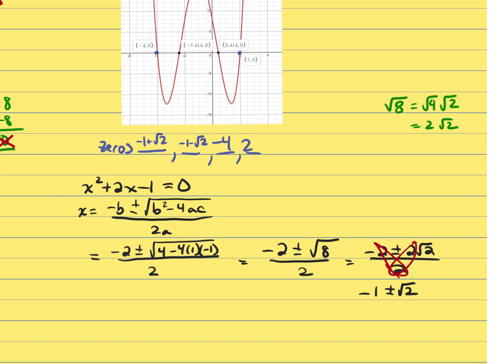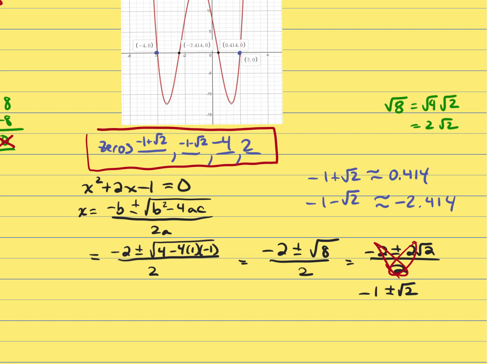And if you put these in your calculator, if I put in -1 plus root 2, it should tell me approximately 0.414, which is what the graph says. So you can check it that way. -1 minus root 2 is approximately -2.414, which is what the graph says. So the key is find the zeros you know on the graph, divide them out, and then use the quadratic formula or square root property to find the remaining couple.